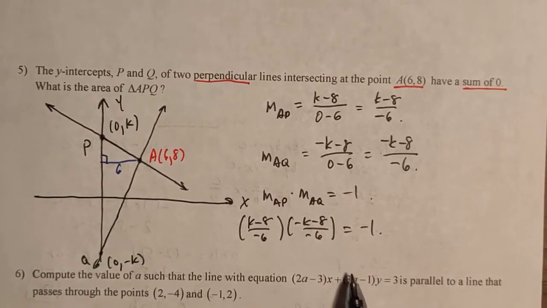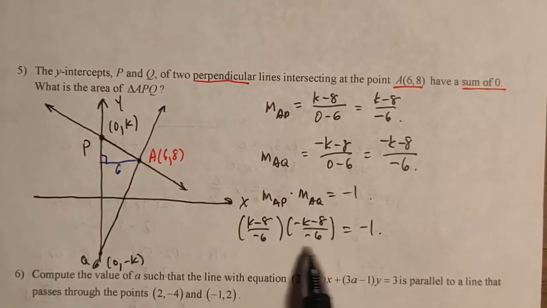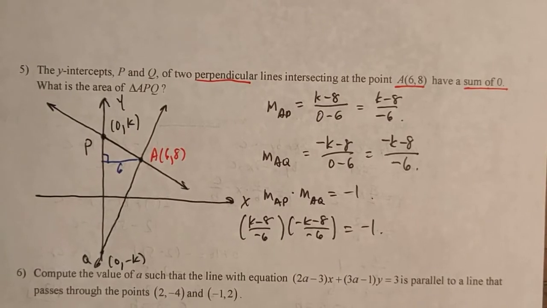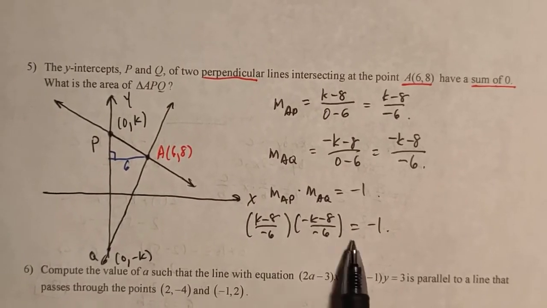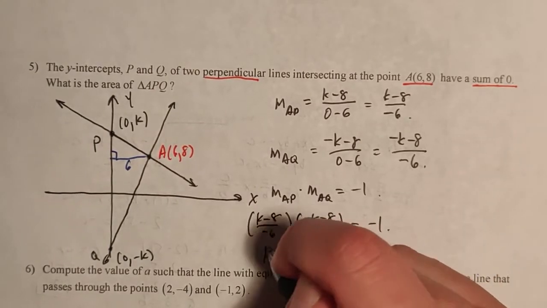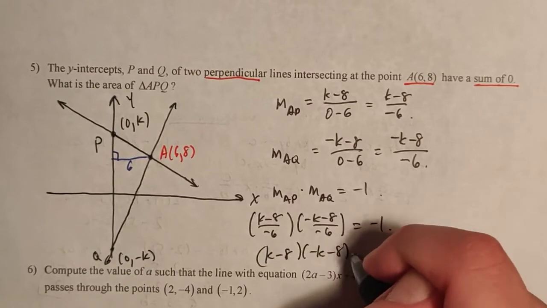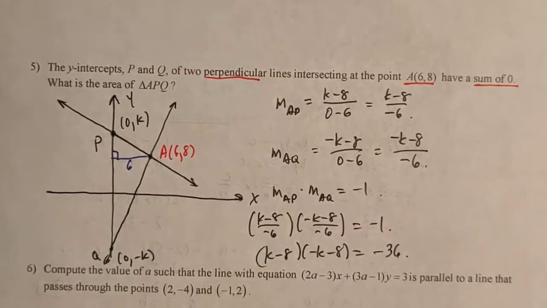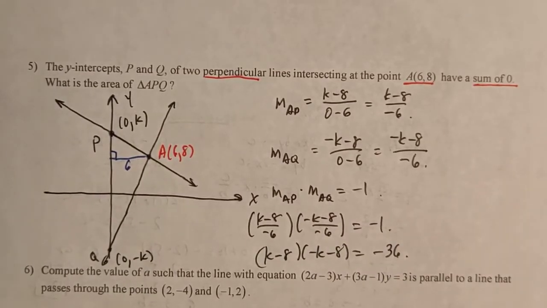All right. I guess one of the things we can do here is multiply both sides by a positive 36. By multiplying both sides by positive 36, we clear the denominators here. So I get (K minus 8) times (negative K minus 8) equals negative 36. I just multiply both sides by 36.